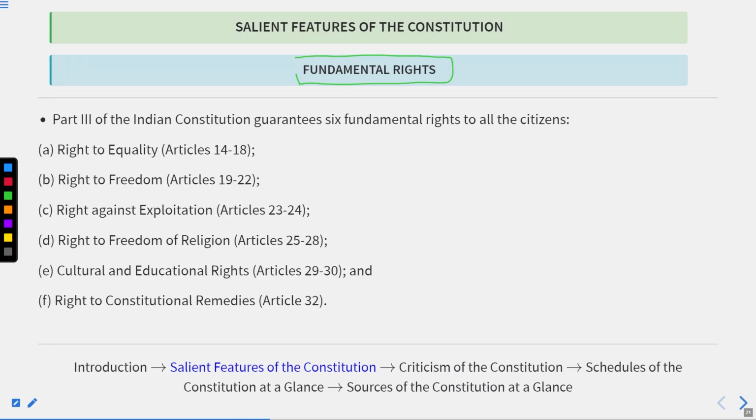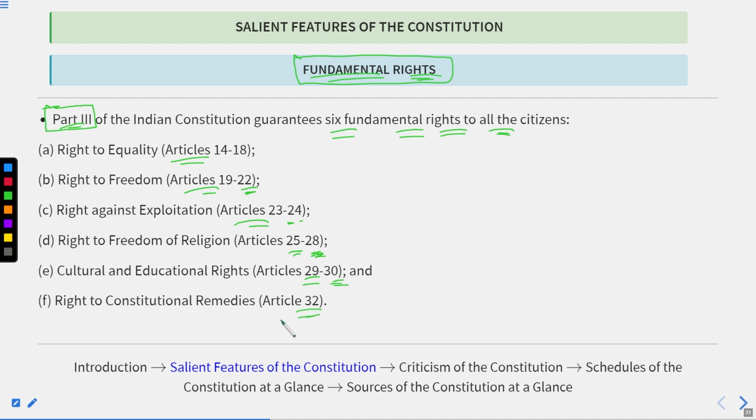Now, we have the fundamental rights. Fundamental rights are basically enshrined in Part Third of the Indian Constitution. There are 6 fundamental rights for all citizens. First is right to equality, in which Articles 14 to 18 come. Right to freedom, Articles 19 to 22. Right against exploitation, Articles 23 to 24. Right to freedom of religion, Articles 25 to 28. Cultural and educational rights, Articles 29 to 30. Right to constitutional remedies, Article 32.